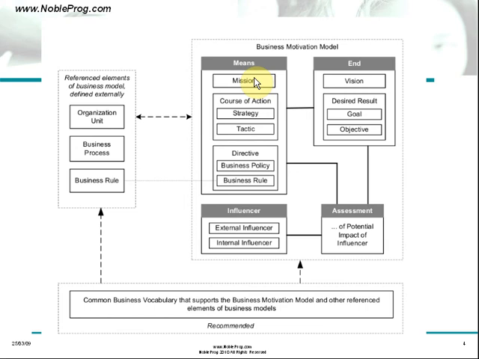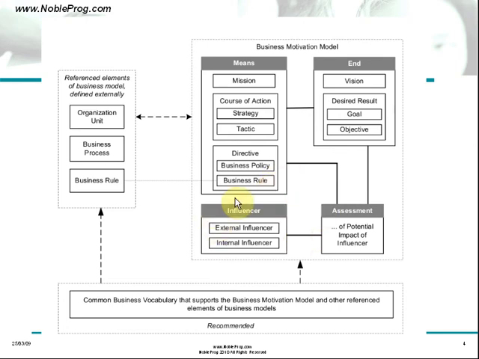In means, you've got a mission, which again encompasses the whole company. Course of actions and directives. Within course of actions, you've got a strategy and tactics. And in directives, we've got a business policy and rules.